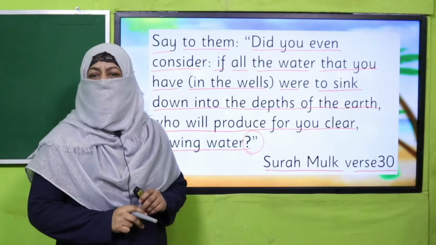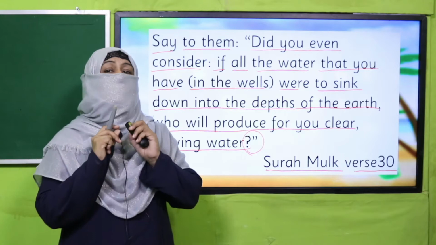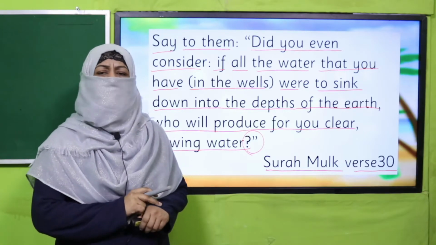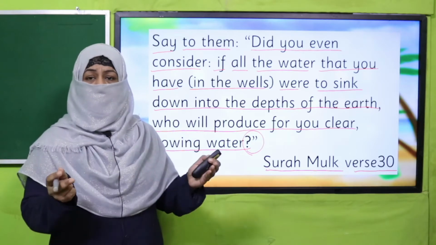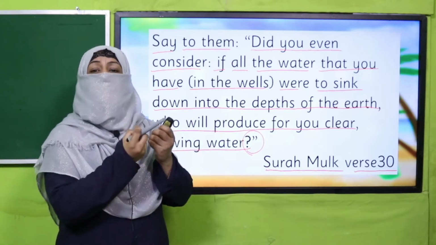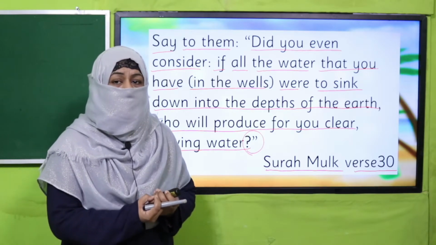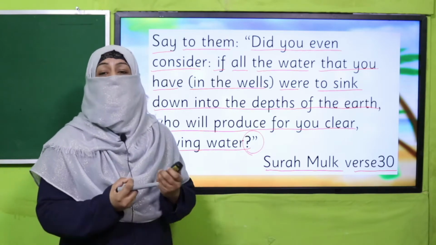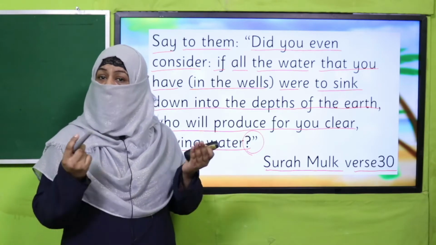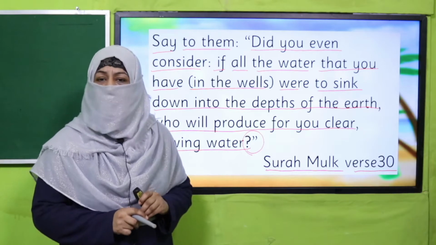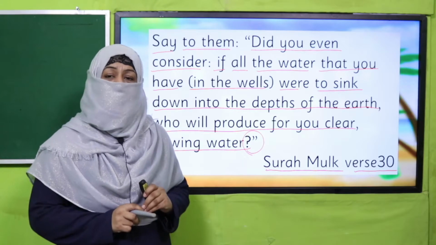Yes, my dear students, what is this beautiful verse telling us? Allah subhanahu wa ta'ala is putting a situation in front of us, and Allah is saying, have you ever thought, if all the water which is on the surface of the earth sunk into the earth, from where you will get water? From nowhere. So beta, water is a huge blessing of Allah subhanahu wa ta'ala. We drink a lot of water every day.